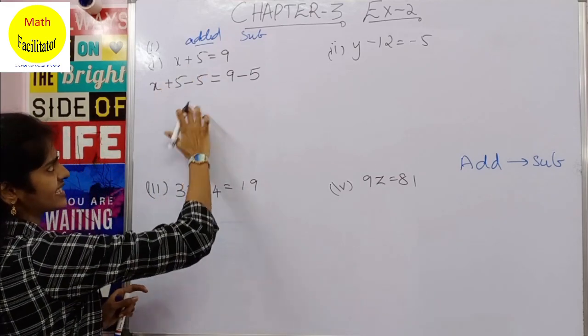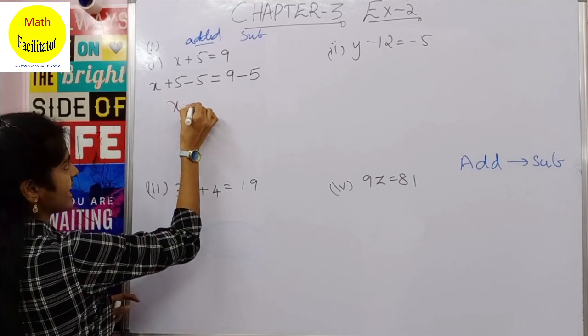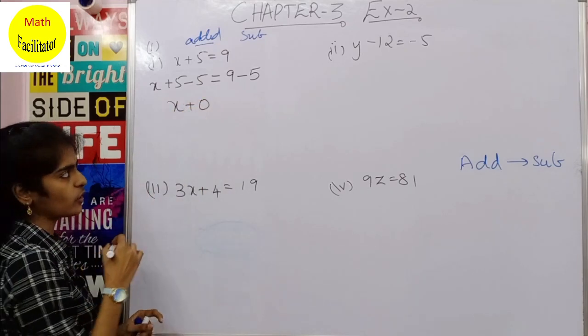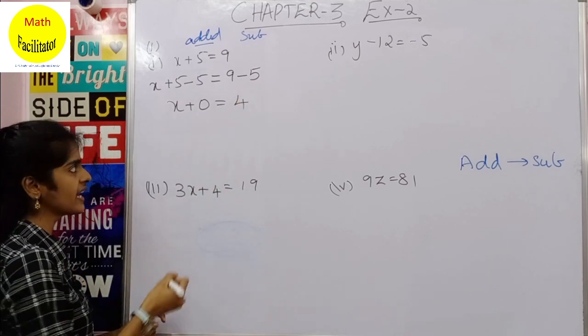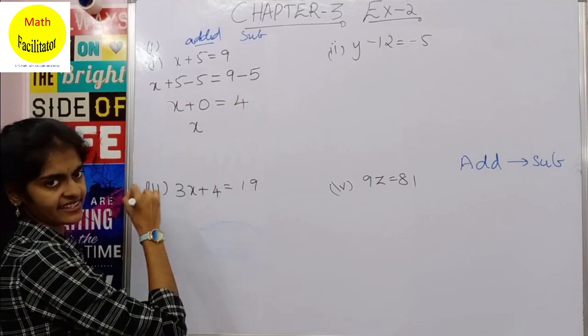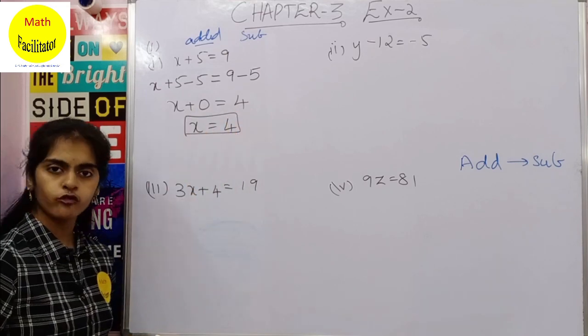Okay, these two get cancelled and the ultimate result is 0. So this is x plus 0, equal to 9 minus 5, which gives you 4. So x plus 0 is nothing but x, which is 4. So the value of x you got is 4, right?